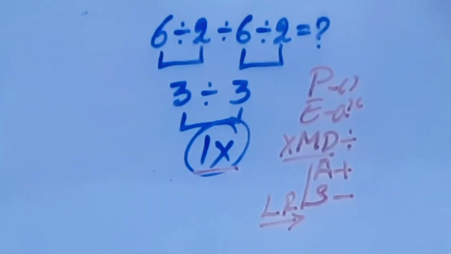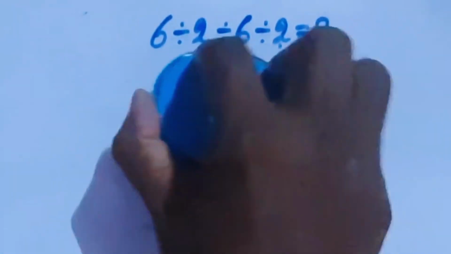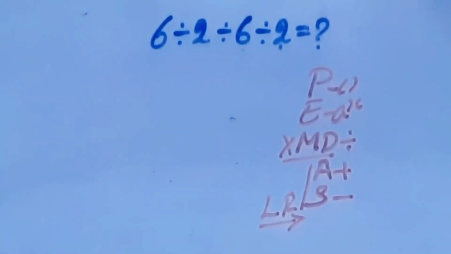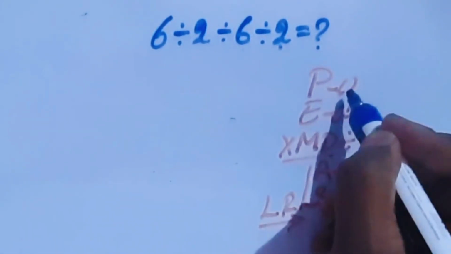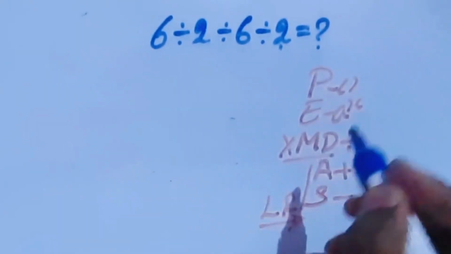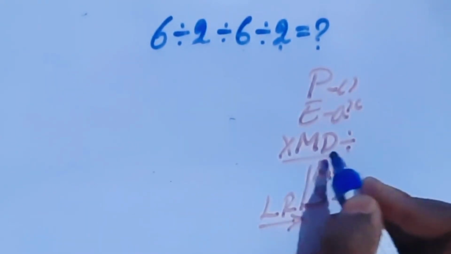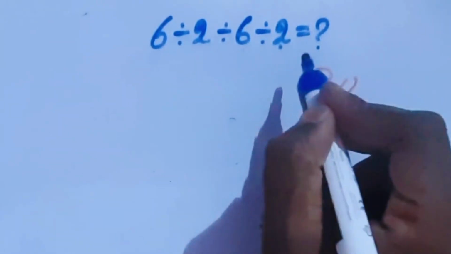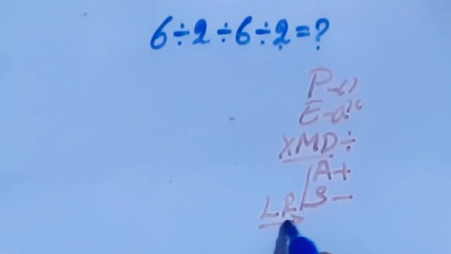Now we are going to solve this problem in the correct order by using the order of operations PEMDAS. As per PEMDAS, the bracket is higher priority. In this problem we don't have a bracket, and there is no exponent either. So we move to multiplication and division. Here we have all divisions, so we are going to follow the left to right rule.